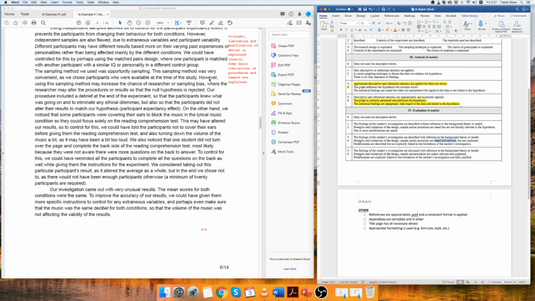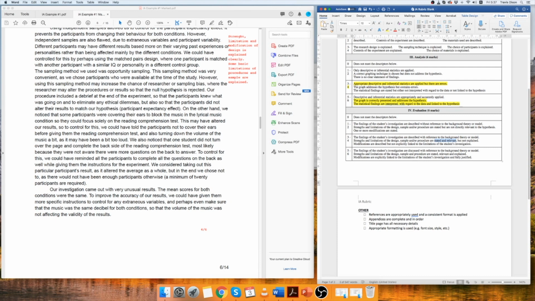However, using the sampling method may increase the chance of researcher or sampling bias, where the researcher may alter the procedures or results so that the null hypothesis is rejected. Our procedure included debriefing so that people knew what they were going on. Okay, now, this is where I would say this is limited, right? Some basic limitations, because this could apply to any study. The fact that the sampling method could result in bias could apply to any study.